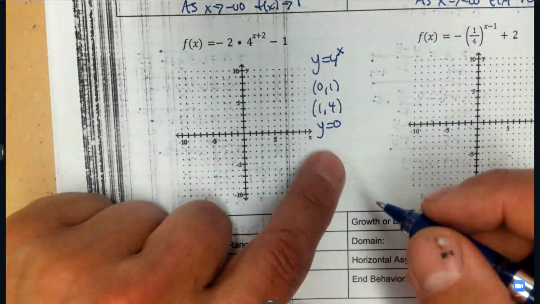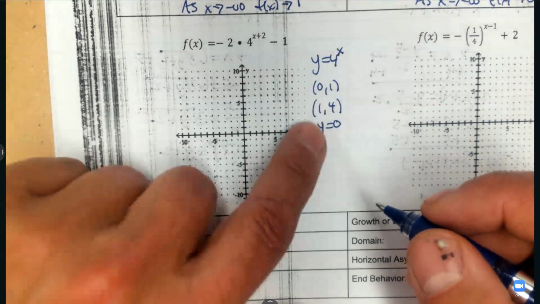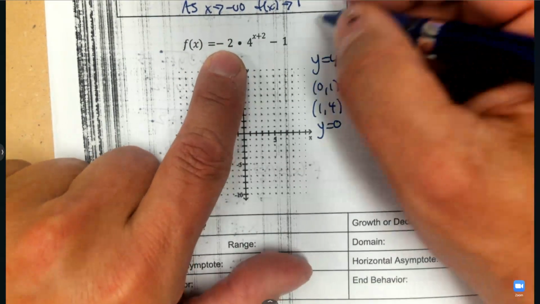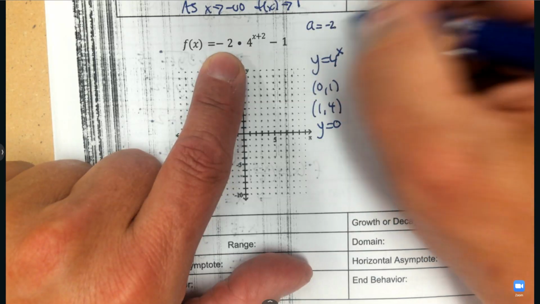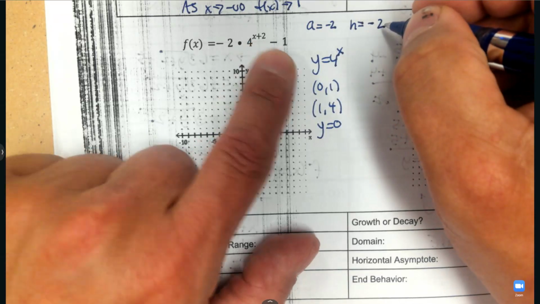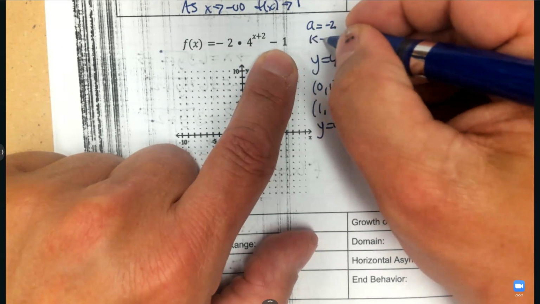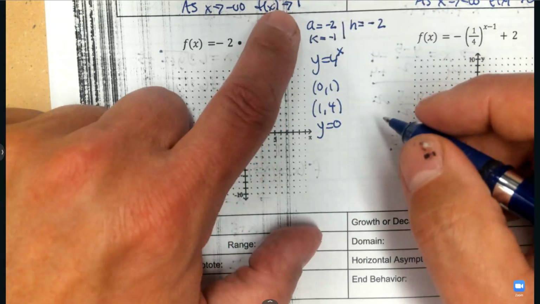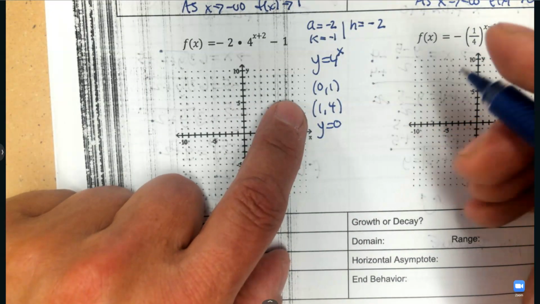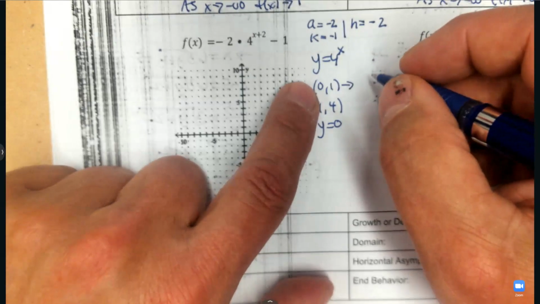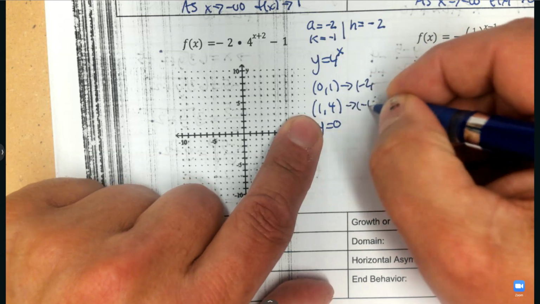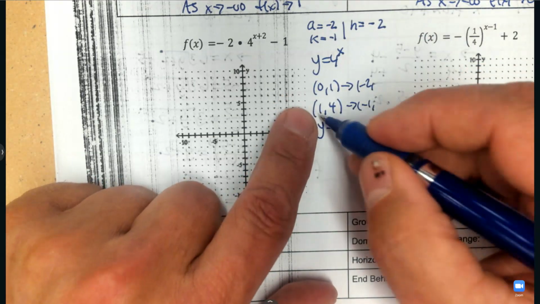So for a parent, only that second point changes. The first point and the asymptote always stay the same. We have an a in front, so I'm going to write it down. A is negative 2. We have an h, the inverse is subtracting 2, and we have k, which is subtracting 1. So a and k affect the y coordinate, and h affects the x coordinate. So I'm going to take the x coordinate and subtract 2. So 0 subtract 2 and 1 subtract 2.